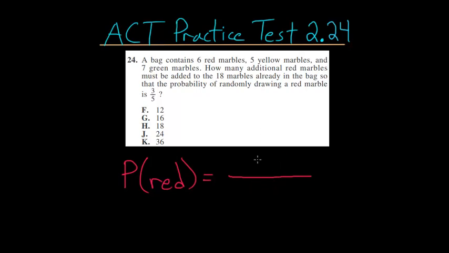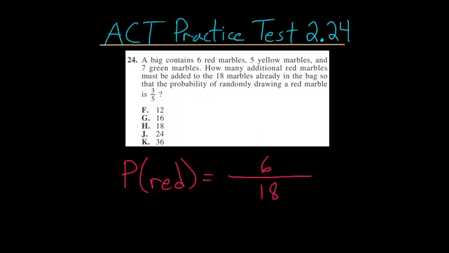So in the numerator, we know there are 6 red marbles in the bag, and in the denominator, we know that there are 18 marbles total. So the probability of finding a red marble is 6 out of 18, which could be simplified to 1/3, or a 33.3% chance of finding a red marble. And we need to increase this probability to 3/5 by adding a certain amount of red marbles.